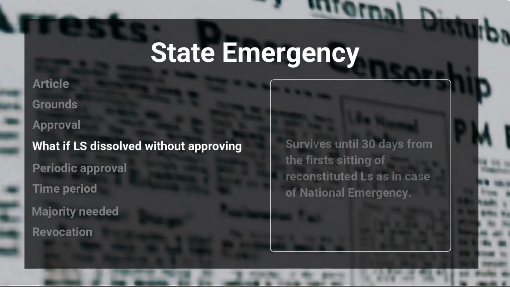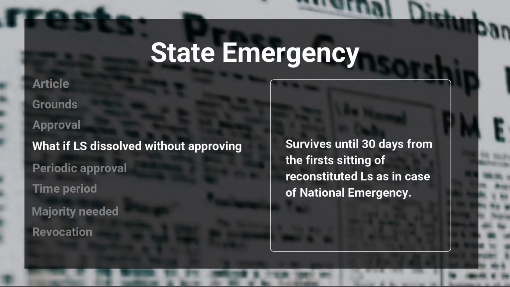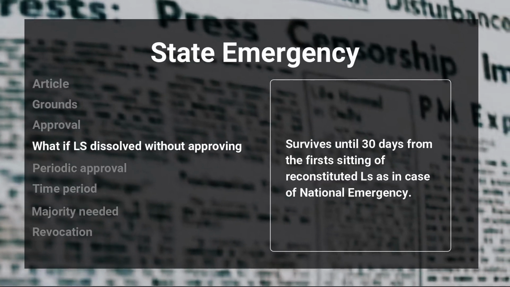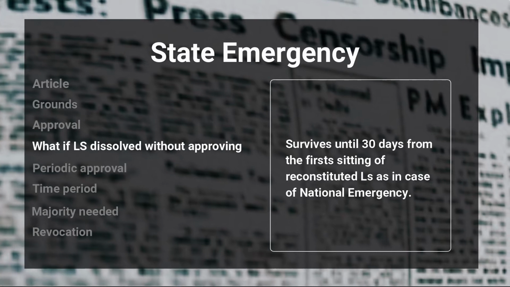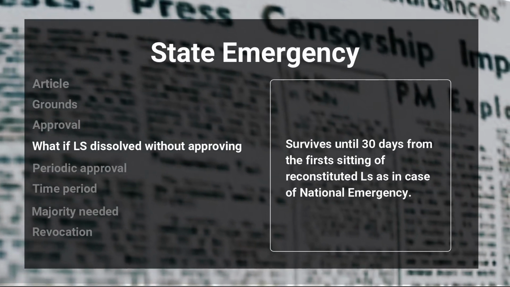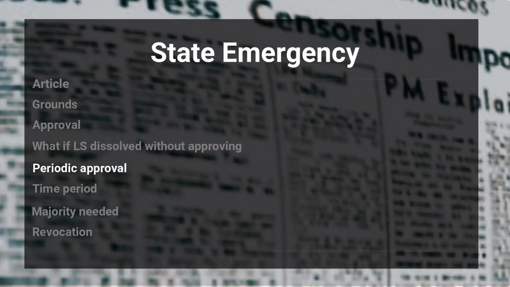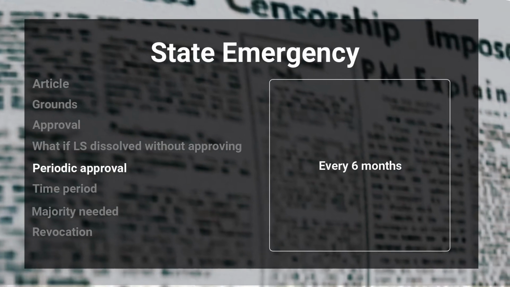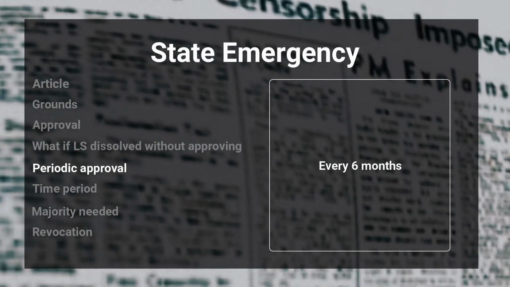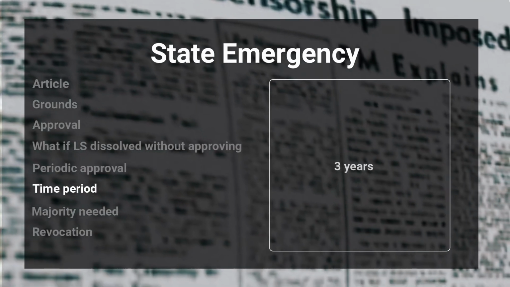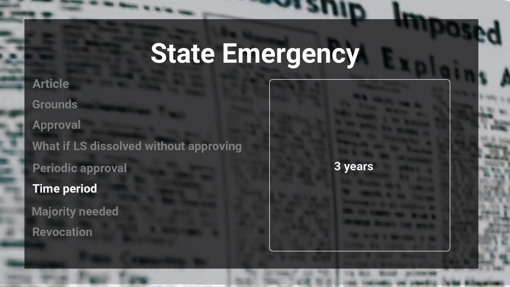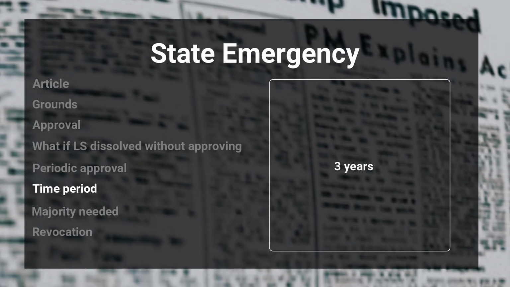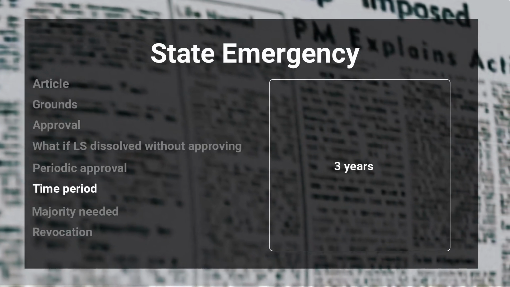If the Lok Sabha is dissolved in this time period without approving, then it survives until 30 days from the first sitting of the reconstituted Lok Sabha, as in the case of national emergency and financial emergency. It also needs a periodic approval once in 6 months for the continuation of state emergency. Unlike other emergencies, this one has a time limit of 3 years, which means state emergency in a state can be operationalized only for a maximum period of 3 years.